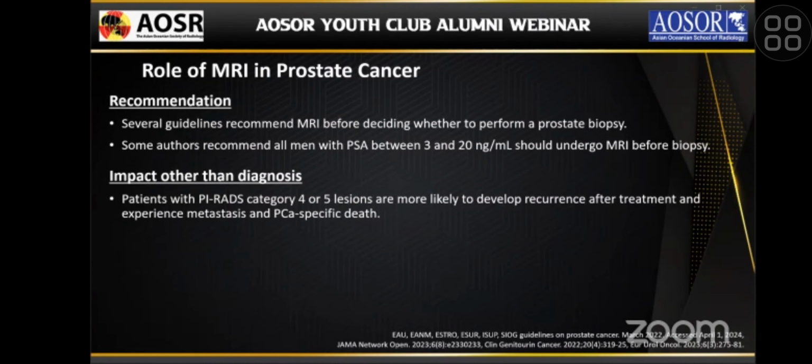Several guidelines recommend MRI before deciding whether to perform a prostate biopsy. As a topic beyond diagnosis, patients with PI-RADS 4 or 5 lesions are more likely to develop recurrence after treatment and experience metastasis and cancer-specific death.